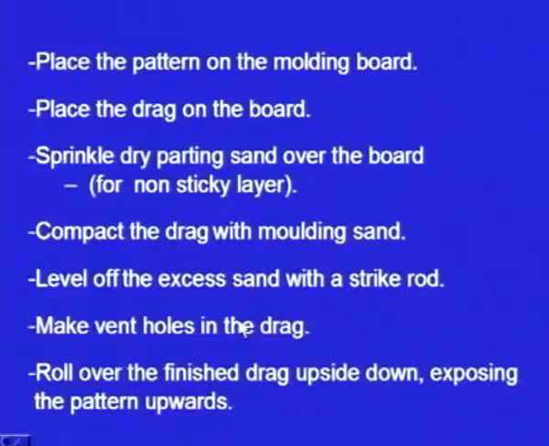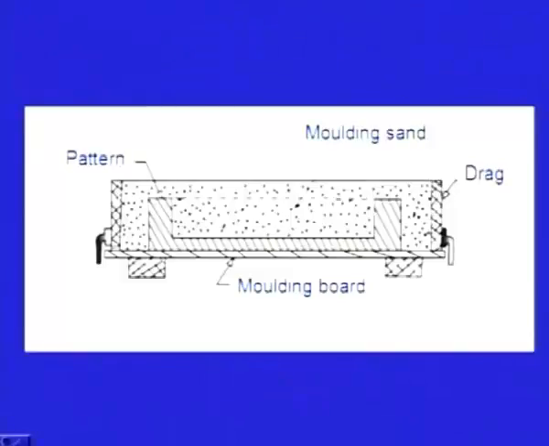Next one, when we do this compacting, there is a chance there will be excess sand over the molding box. So this is the drag box. It is always difficult to compact the sand exactly up to this level. It may happen that the molding sand is more than this line. So this excess sand is to be removed by a strike bar. There will be some rods which are very straight, very sharp. Taking those rods, we strike off the excess sand.